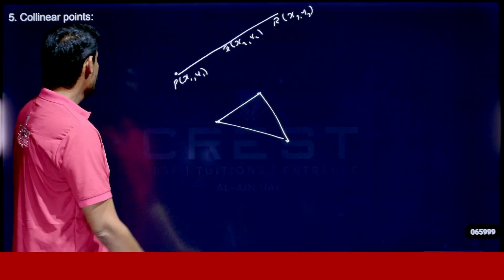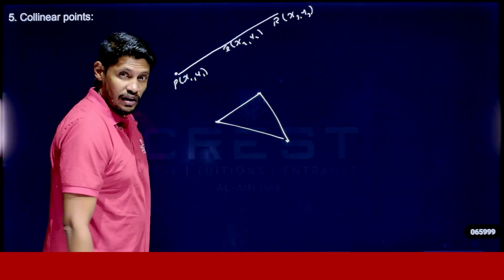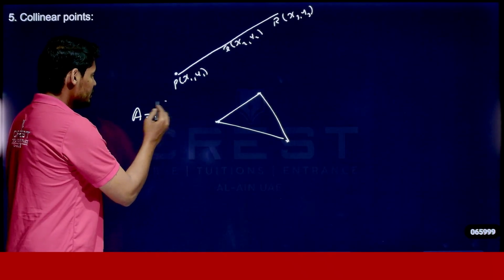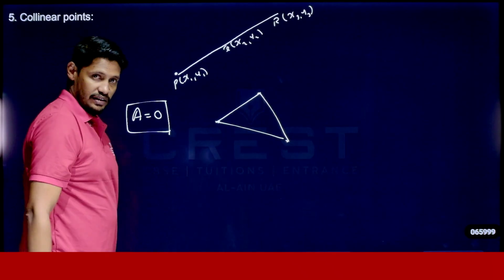And mostly we know that a line cannot contain area. If the area is 0, we can say that the 3 points are on a line.